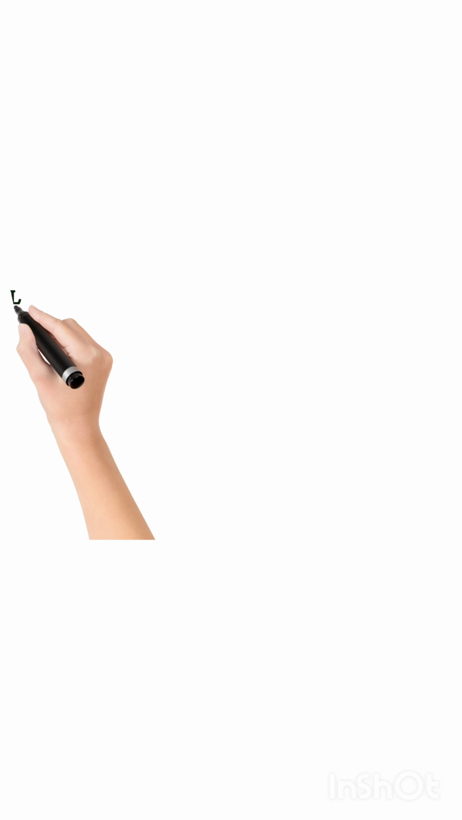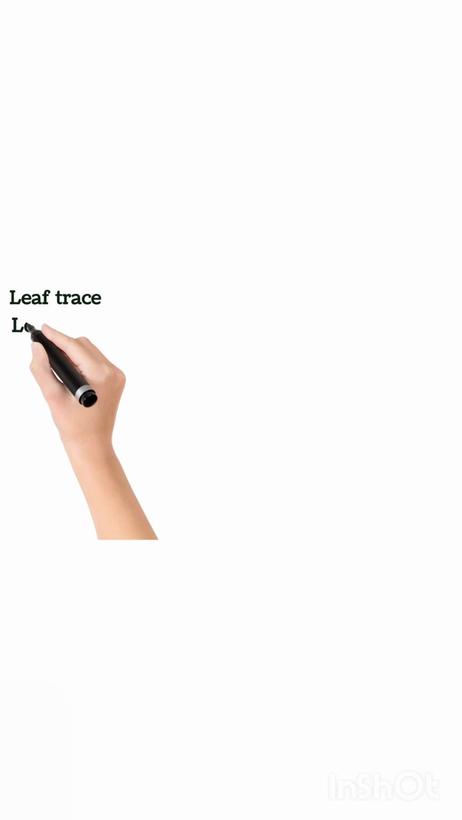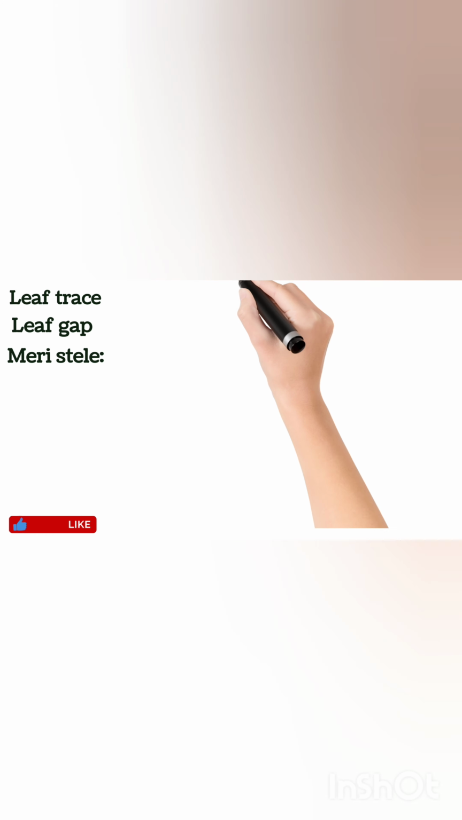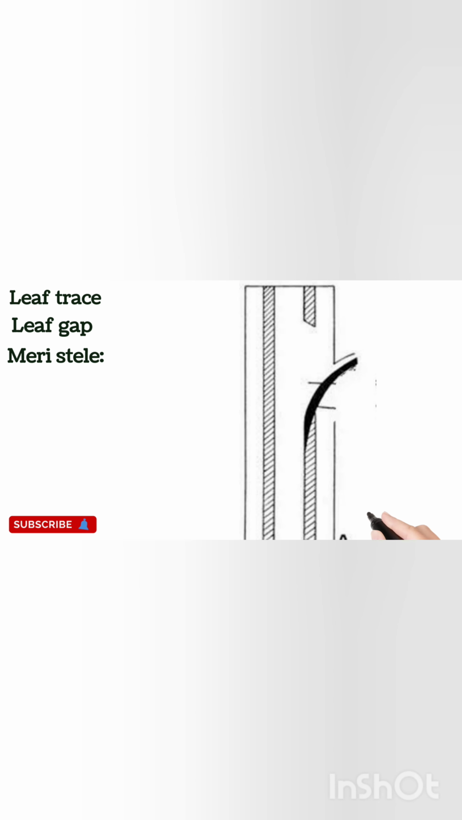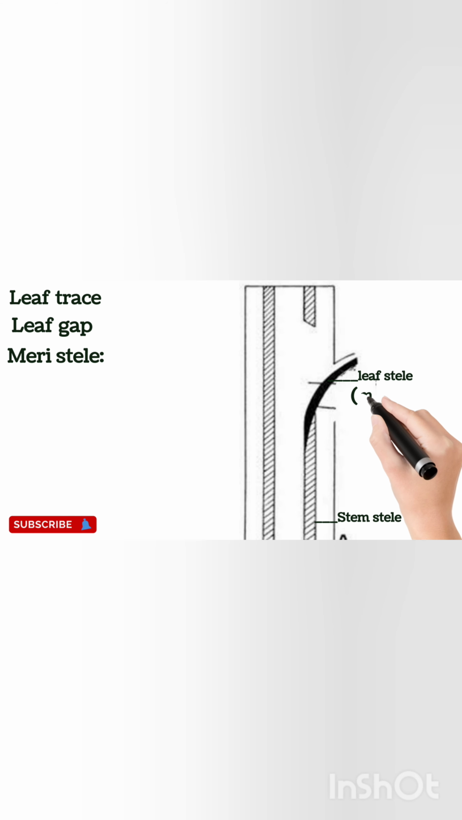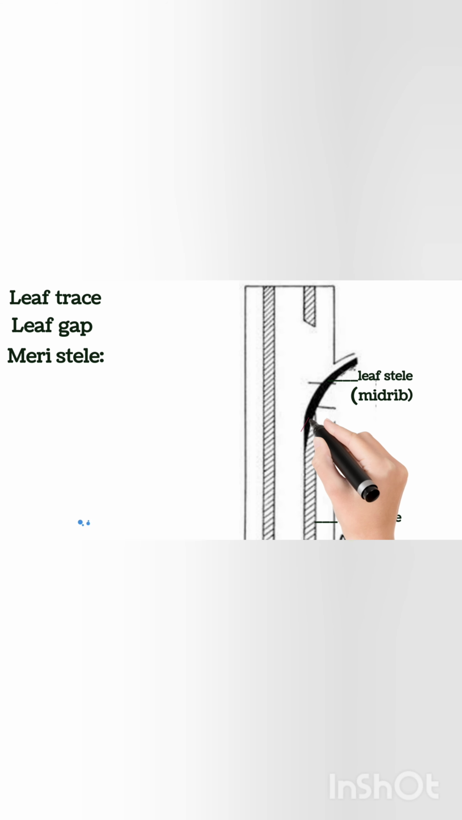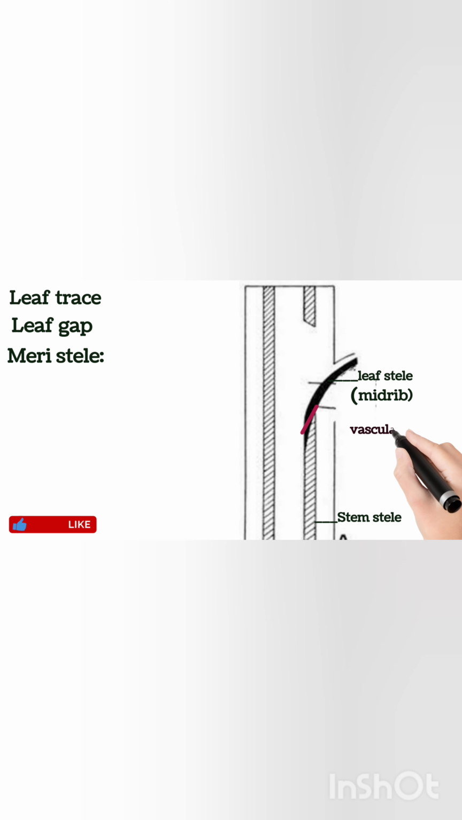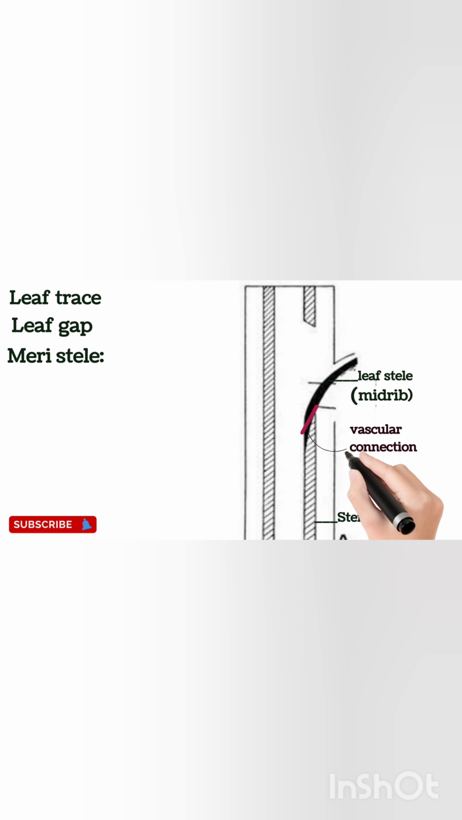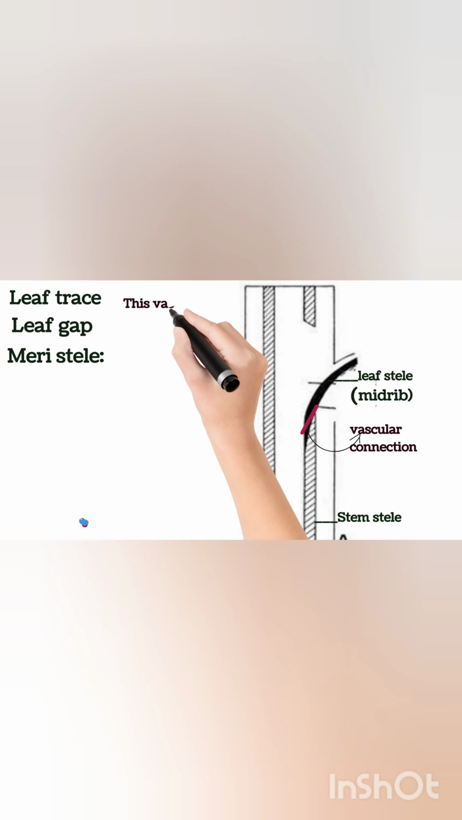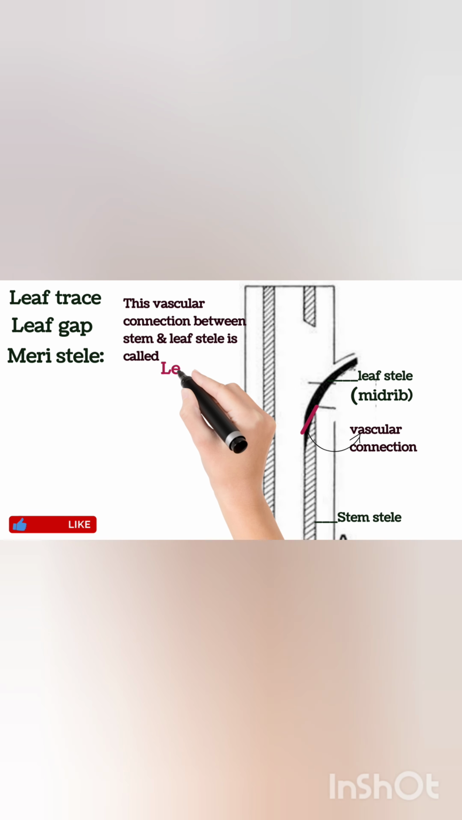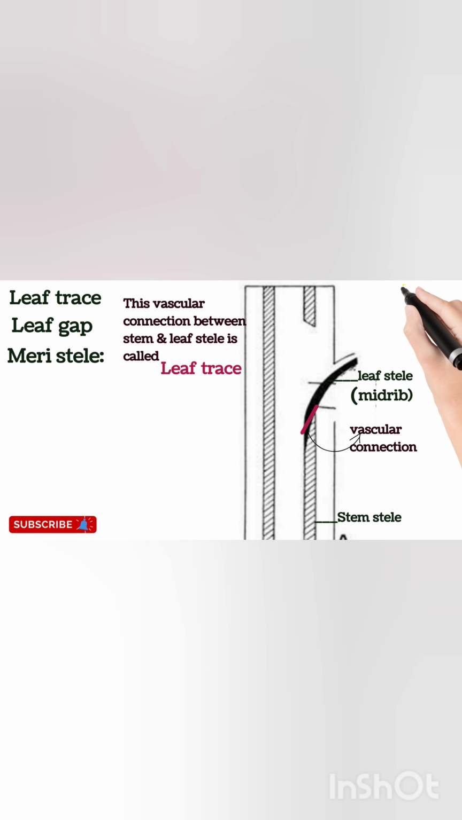Now, before proceeding to the second type, sphenostele, let me explain some important terms for better explanation. What is leaf trace, leaf gap, and the very important term meristele. Let me show you here the TS of stem. This is called a stem stele. This is called a leaf stele. You know leaf stele later on forms the midrib. But here is a connection which connects, shown in red color. This is a vascular connection. So this vascular connection between leaf stele and stem stele is called a leaf trace. Hope you got this point.